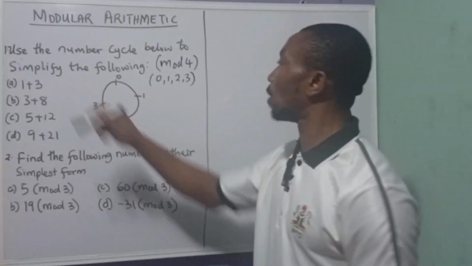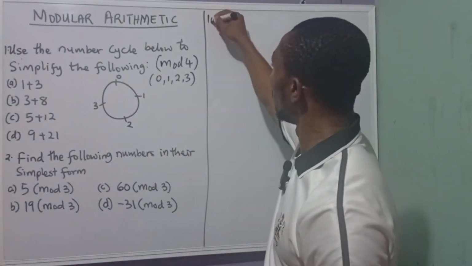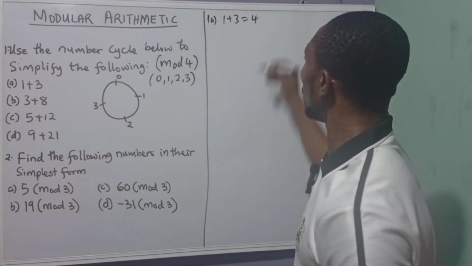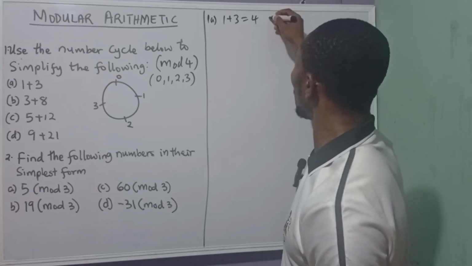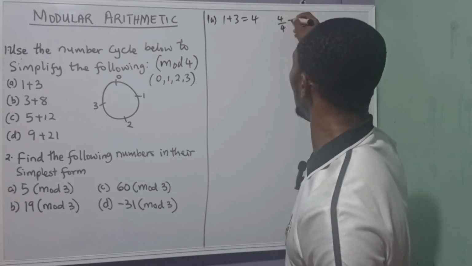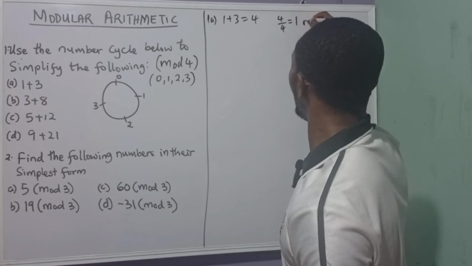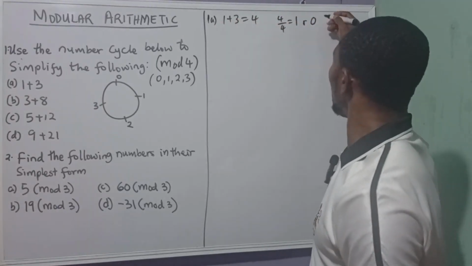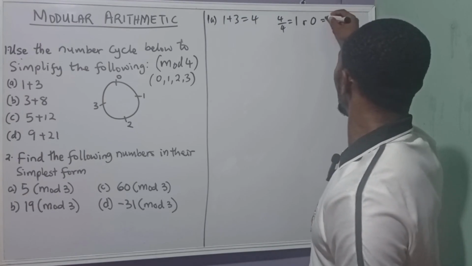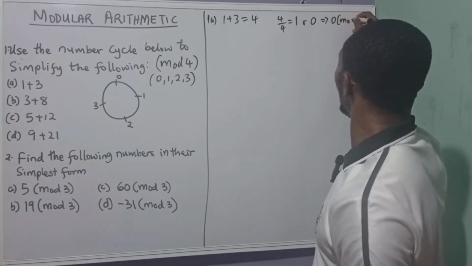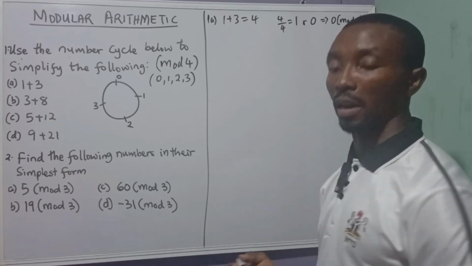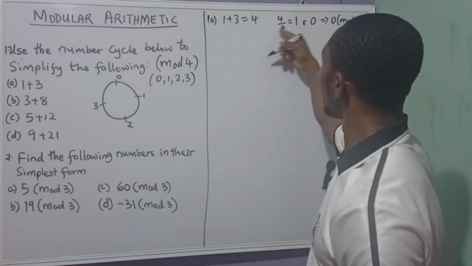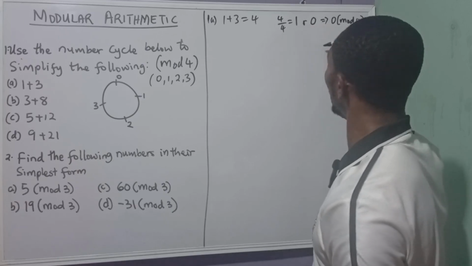Looking at question 1A, we have 1 plus 3, which gives us 4. If we divide 4 by 4, we have 1 remainder 0. Since the remainder is 0, this will give us 0 mode 4. Like I said earlier, we are interested in our remainder. So this gives us 0 mode 4.